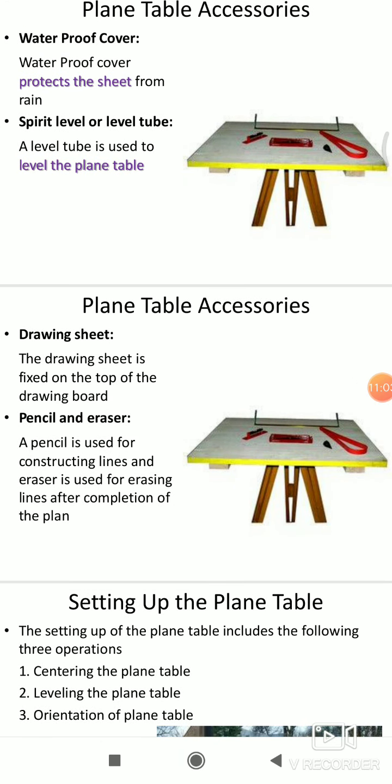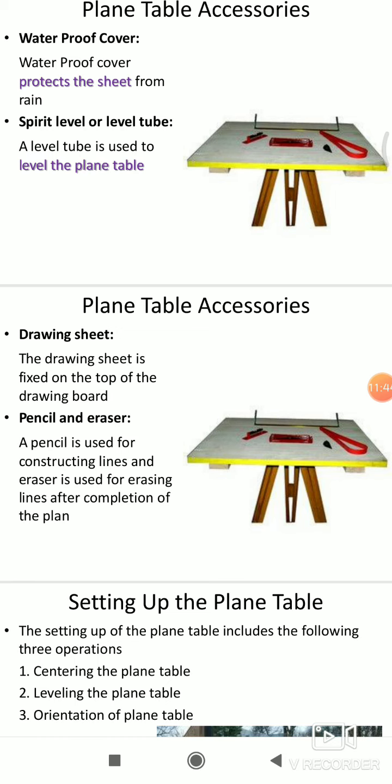The main function of the spirit level or level tube is leveling the plane table. As we know, the leveling procedure is very important when we use any instrument. This instrument requires temporary adjustment. After doing the temporary adjustment, the instrument is ready for operations. For the plane table also we require the temporary adjustment. It is also called the setting up of the plane table. From that, the level tube is used to level the plane table.